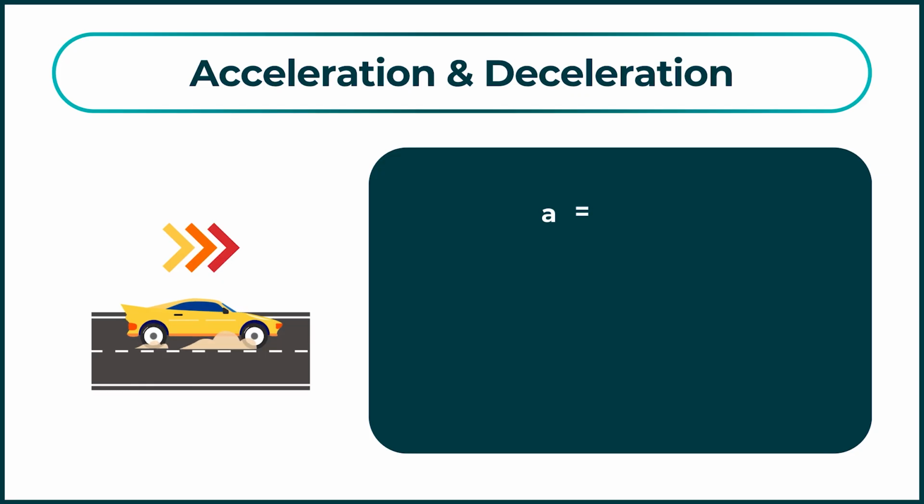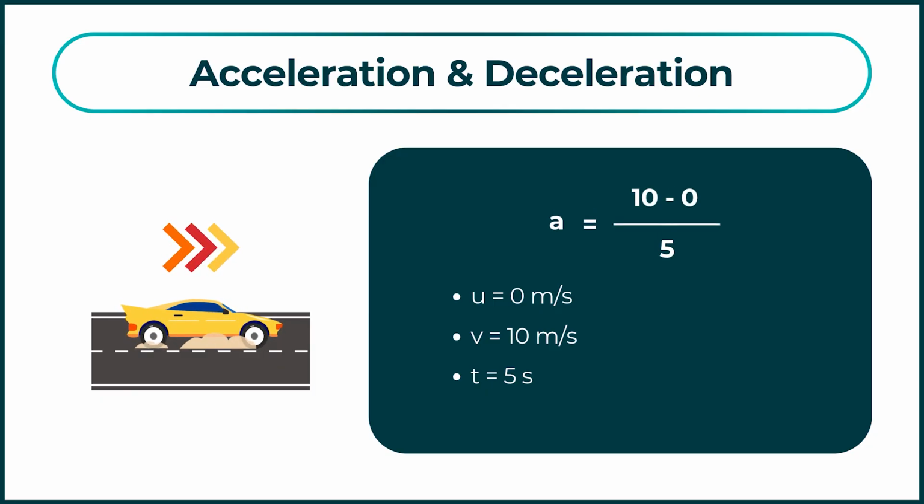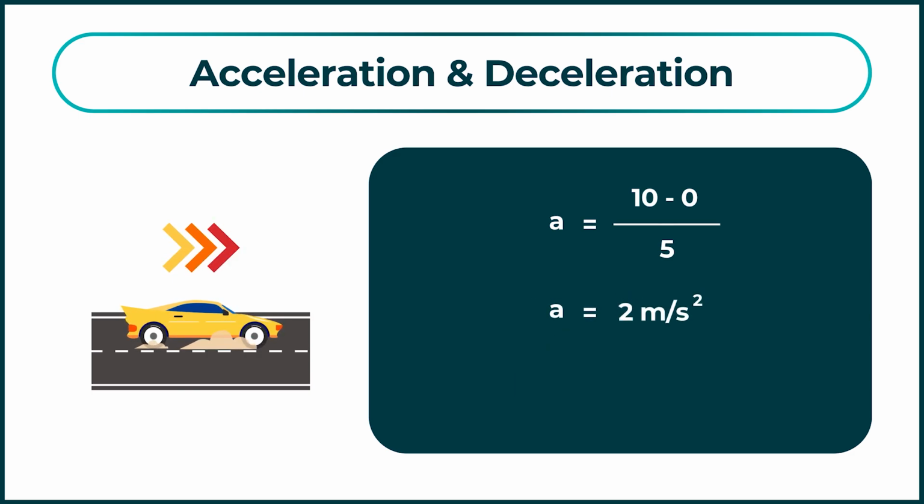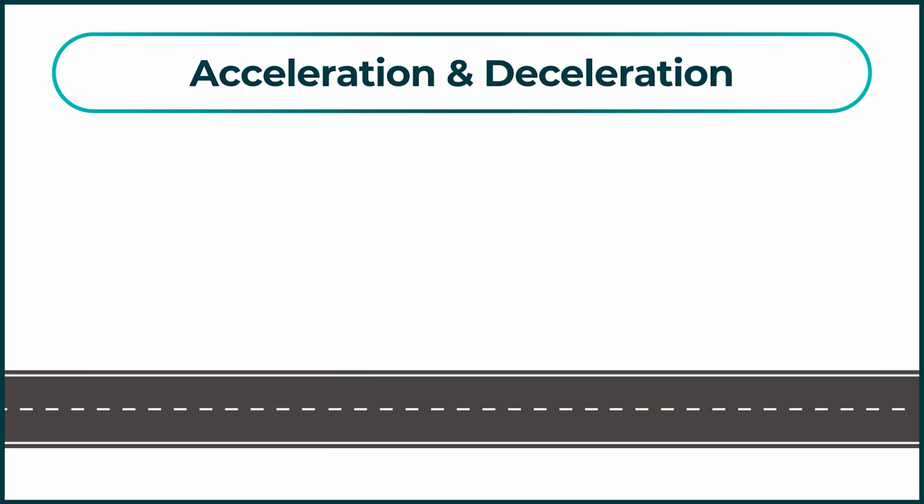The formula is a equals (v minus u) over t, where the initial velocity is 0 meters per second, the final velocity is 10 meters per second, and the time taken is 5 seconds. So a would be equal to (10 minus 0) divided by 5, which gives us 2 meters per second squared, which is also known as 2 meters per second every second.